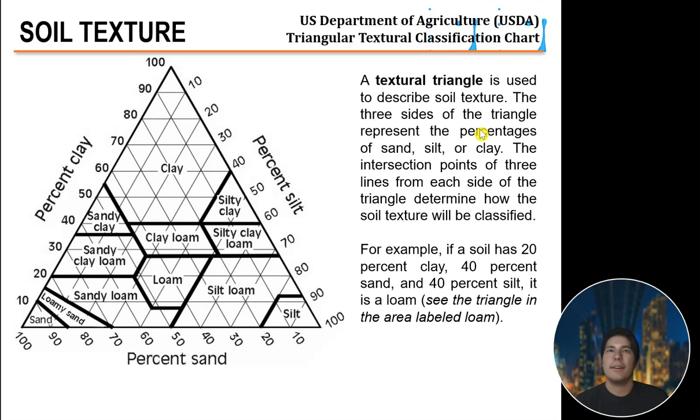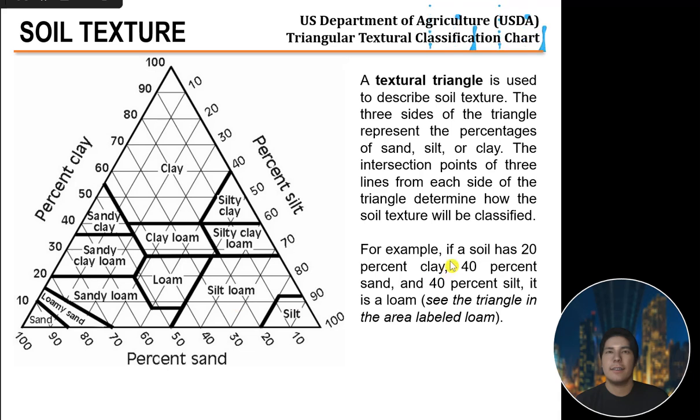So a textural triangle is used to describe the soil texture. So this is our textural triangle, or the USDA Triangular Textural Classification Chart. So the three sides of the triangle represent the percentage of sand, clay, and silt. So they are percentages from 10 to 100%, 10 to 100%, and 10 to 100%. So the intersection of the three lines from each side of the triangle determines how the soil texture will be classified. So for example, no?